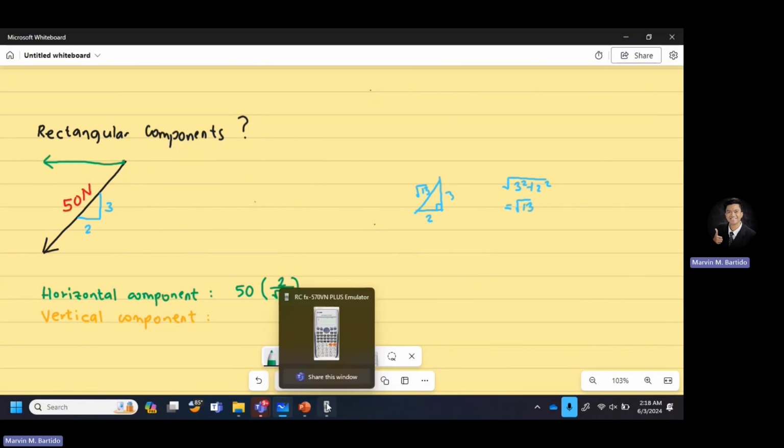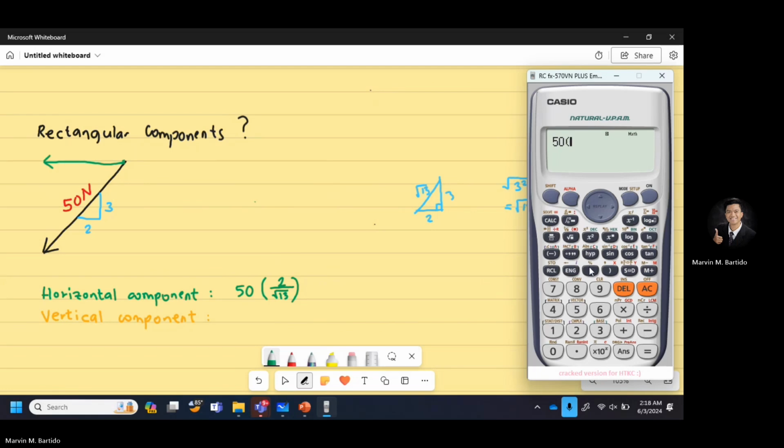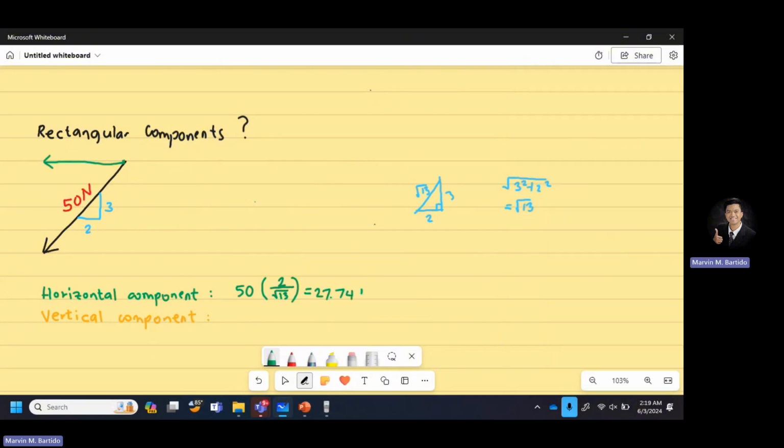So computing this, this is 50 multiplied by 2 over square root of 13. The answer would be 27.74. Okay, the unit is Newton.